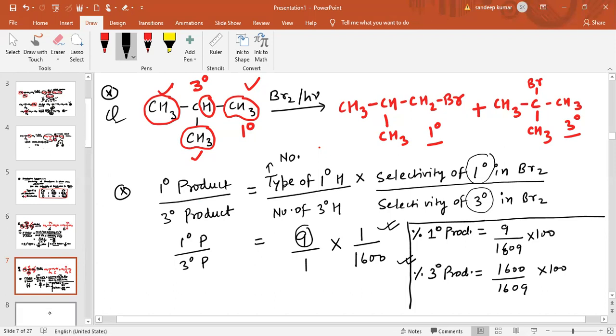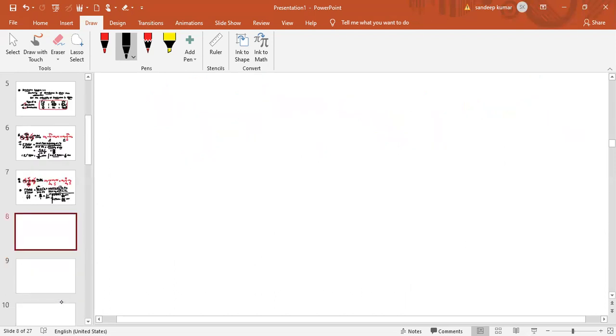Now see, next the reaction. So in total we have discussed three types of reaction till now in free radical substitution: one is fluorination, another is bromination, and chlorination. Now we are going to discuss another free radical substitution reaction, which is iodination.